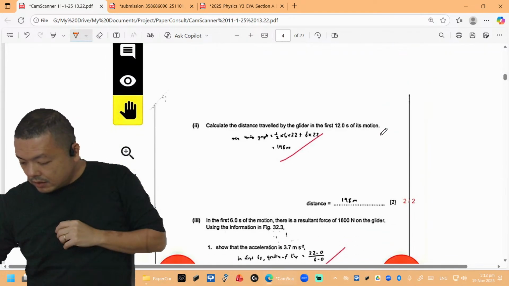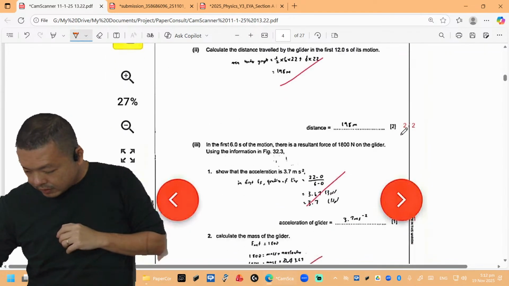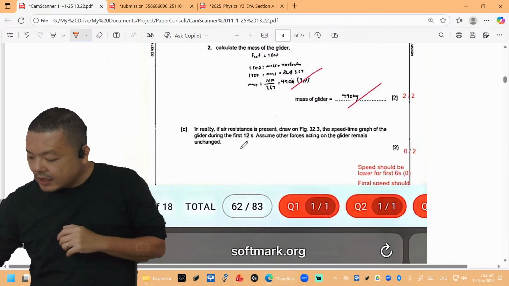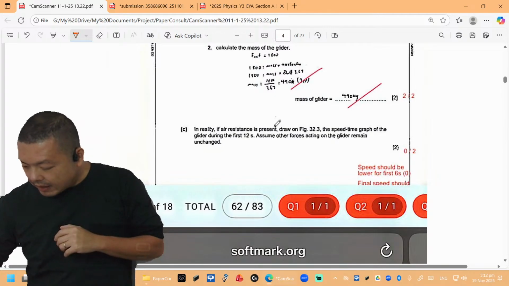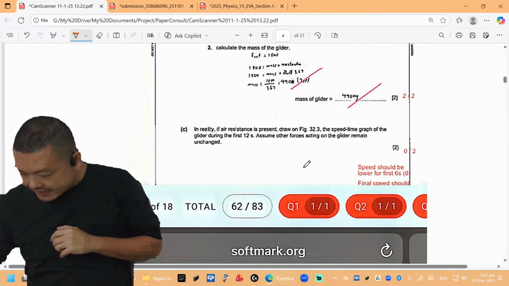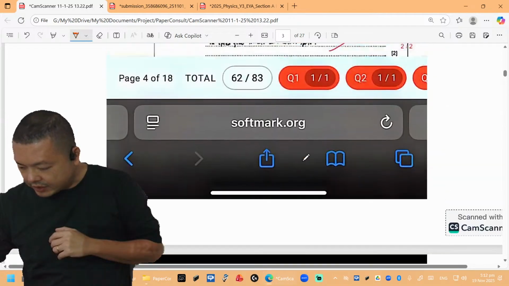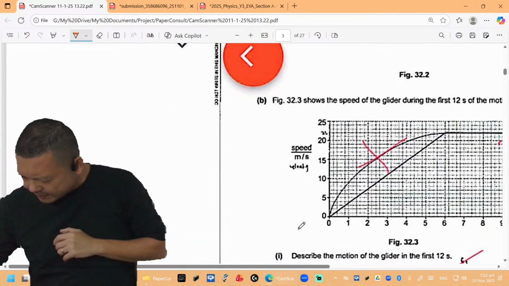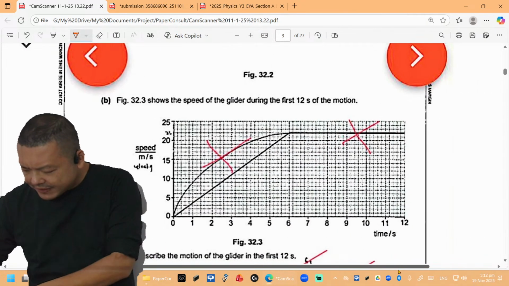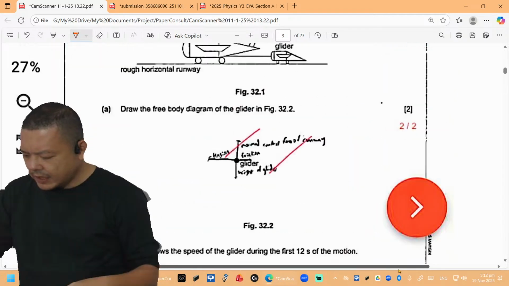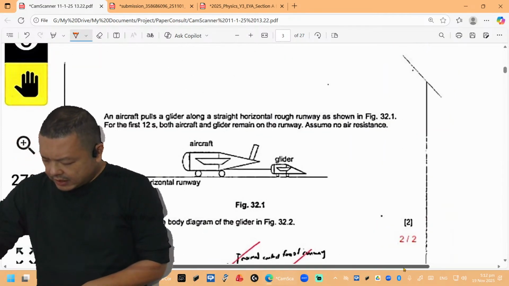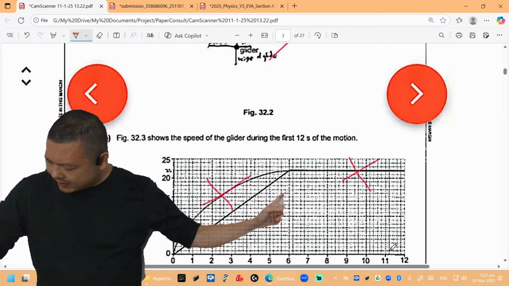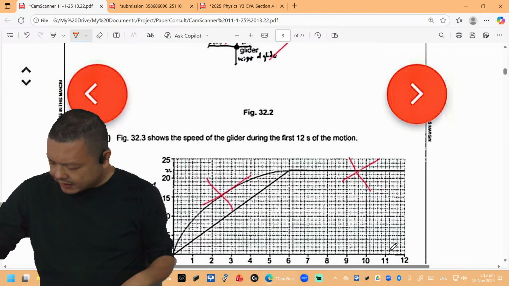Okay. So calculate the distance traveled. Now, in reality, air resistance is present. Calculate, then draw the speed-time graph during the first 12 seconds. Assume other forces acting remain unchanged. Okay, so let me ask you this. The glider is getting faster. Right, the glider is getting faster.